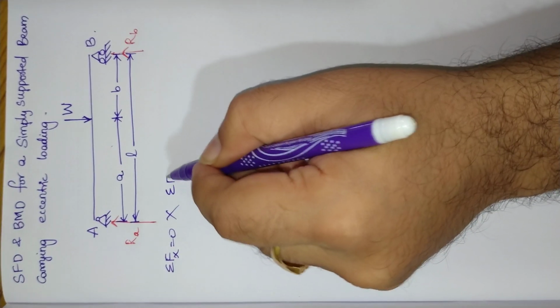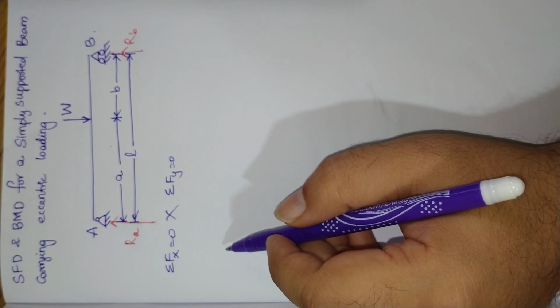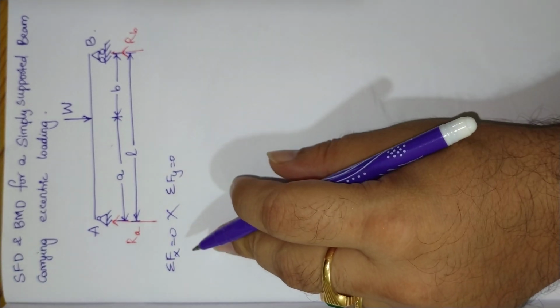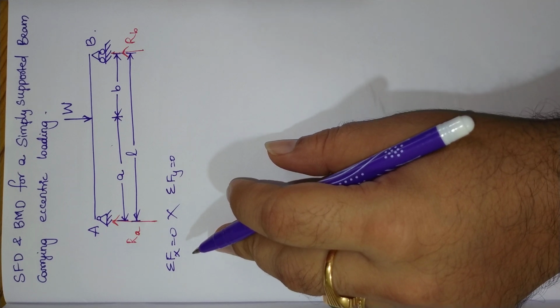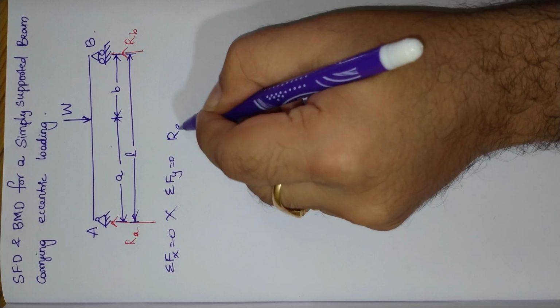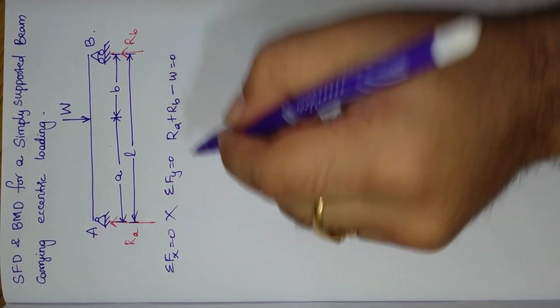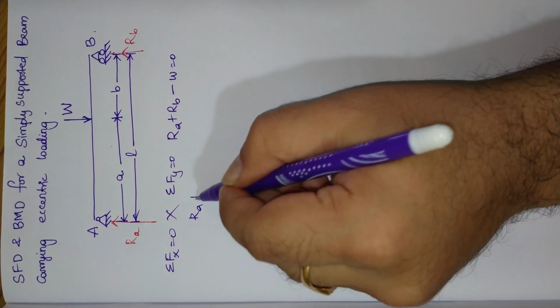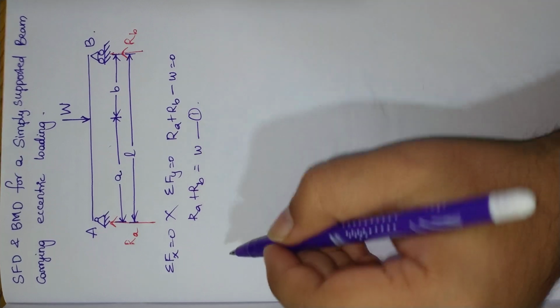Next, let us go with sigma Fy equal to 0. The algebraic sum of all the forces and their components acting in the vertical direction is equal to 0. Now, reaction RA and reaction RB both are acting in the upward direction and only W is acting in the downward direction. So, RA plus RB minus W is equal to 0, or RA plus RB is equal to W. Let us take this as the first equation.